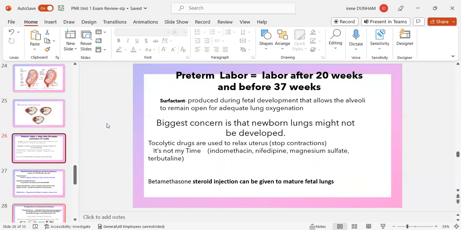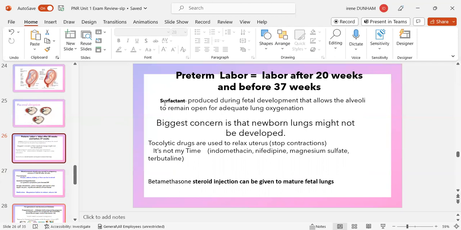Okay, hang in there, guys. We're almost finished. Preterm labor. And what is preterm labor? Well, it's labor after 20 weeks, because 20 weeks is viability, and before 37 weeks, because 37 weeks turns into term. So, do we want anyone to go into preterm labor? No. With preterm labor, we try to keep the baby in the natural incubator as long as possible. So remember, here's your definition: labor after 20 weeks, viability, and before 37 weeks.